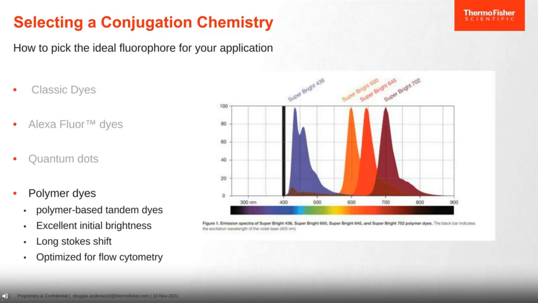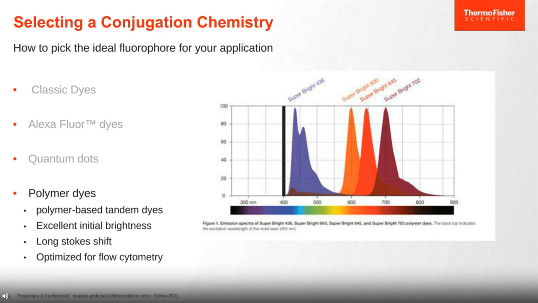Lastly, we have the most recent entries to the fluorophore space. We have our polymer dyes. Polymer dyes, so these are large organic polymer-based tandem dyes. So you'll actually have a long, rigid polymer backbone where you'll have fluorophores or tandem fluorophore pairs inside a polymer. And these are relatively new to the market. They were developed about 5-10 years ago. So you have your Super Brights from Thermo Fisher, you'll have your Brilliant Violets from BD. So these types of dyes are exceptionally bright and have very long Stokes shifts in a tandem pair.